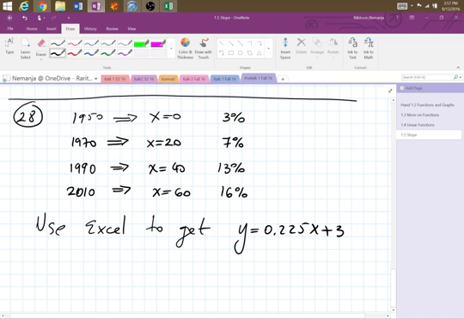And this is the years since 1950. And this would be the percentage of the paycheck that goes towards the health care. So I just wrote this one line here with the answer that we got from Excel. And now we can use the model. So this is the answer. They asked for the model, so there it is.